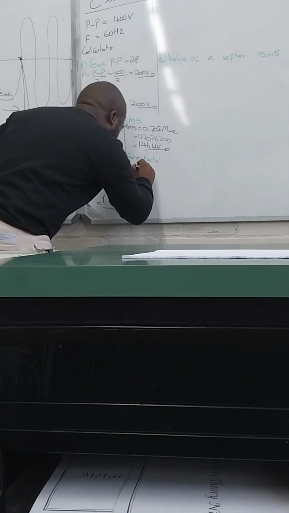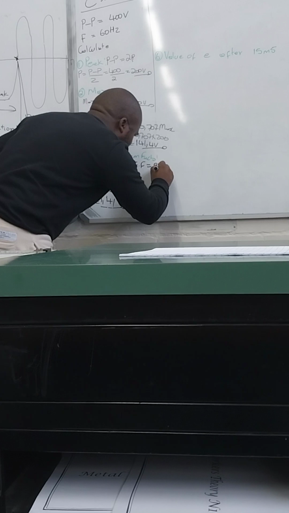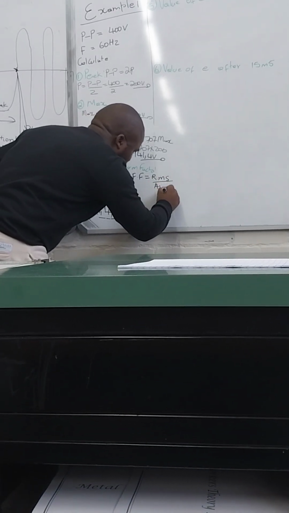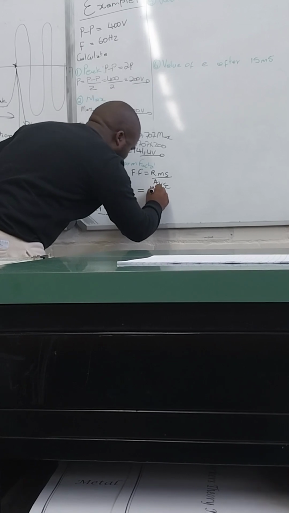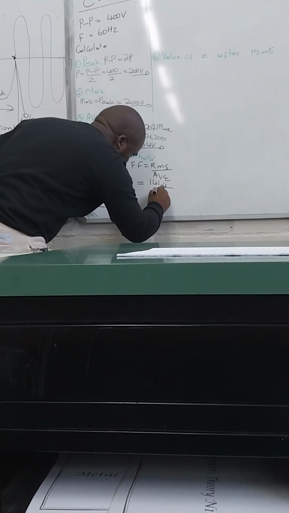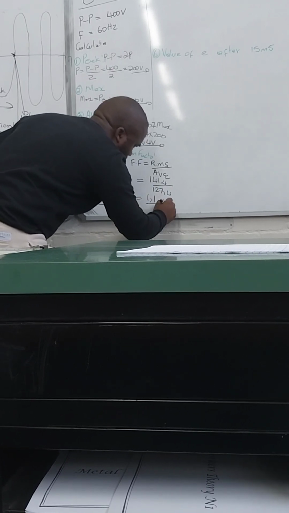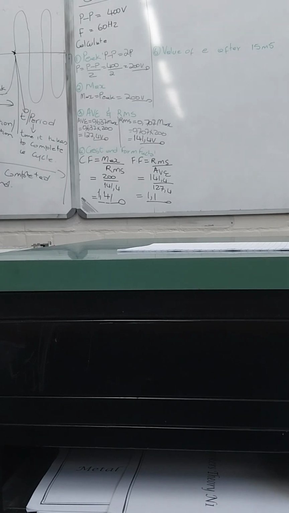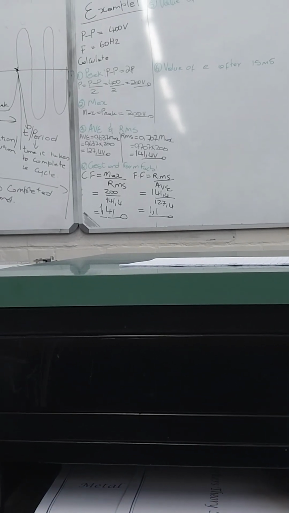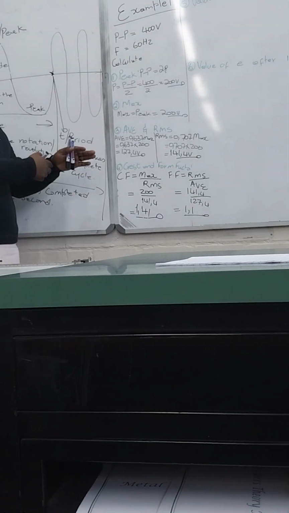Then this side, for form factor, the equation given to you is RMS divided by average, which in this case is 141.4 divided by 127.4. I'm sure if you punch this in your calculator, you get 1.1 something. Because they don't change. For a pure sine wave, they will always be those two values. Again, if you look at this, guys, these are easy ones.